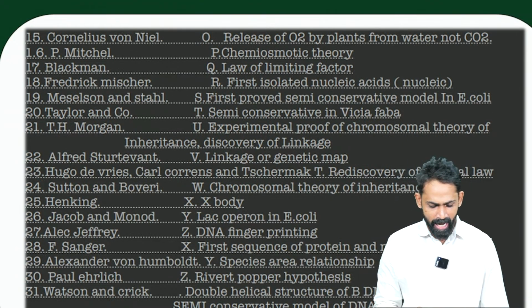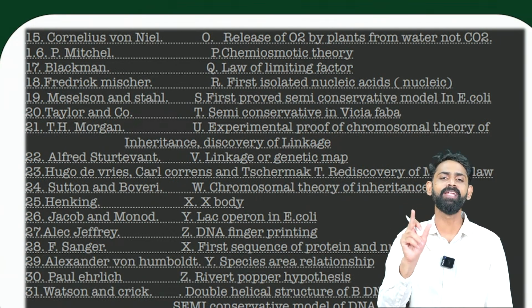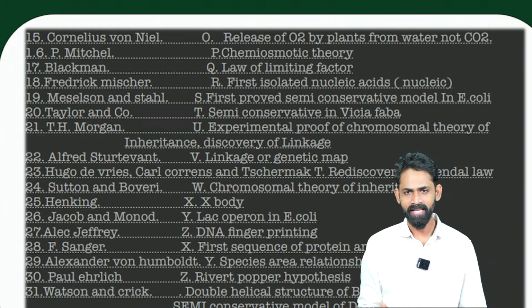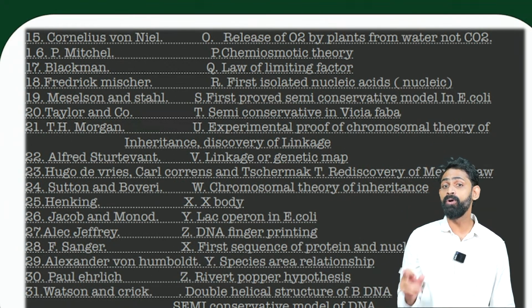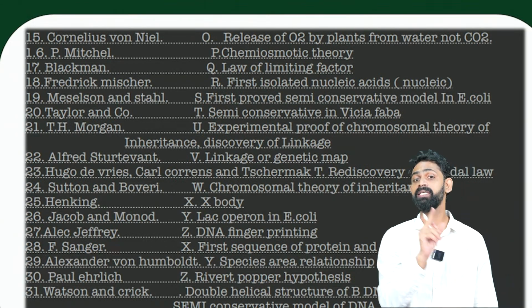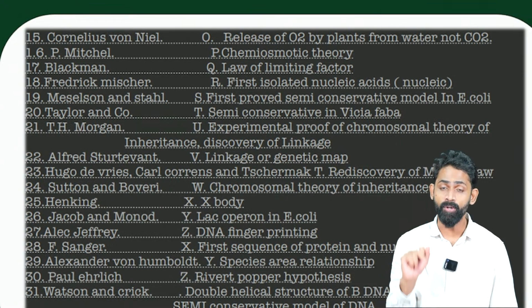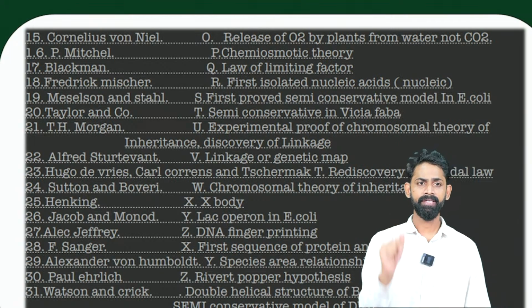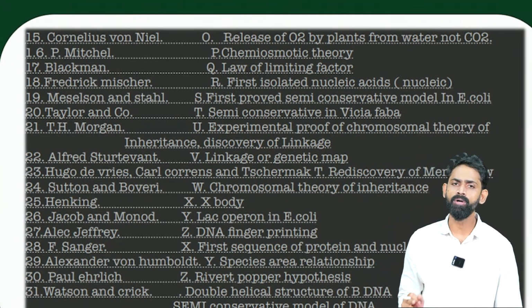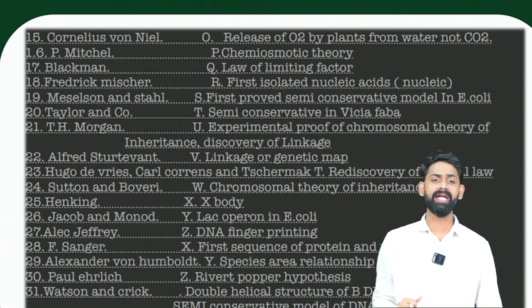Next one is Miescher, who first isolated the nucleic acid and gave the name nuclein. Next, Meselson and Stahl first proved the semi-conservative model of replication in prokaryotes, in bacteria, in E. coli. Next, Taylor and colleagues proved the semi-conservative model in eukaryotes by taking the Vicia faba plant.